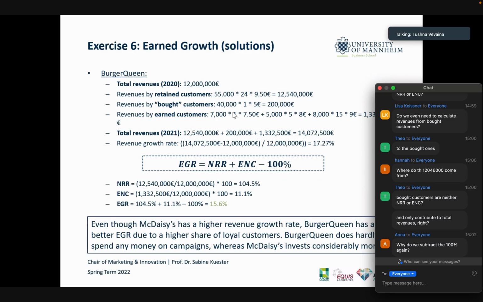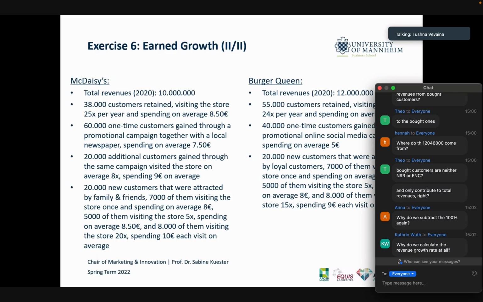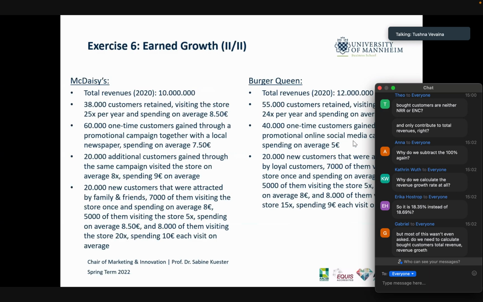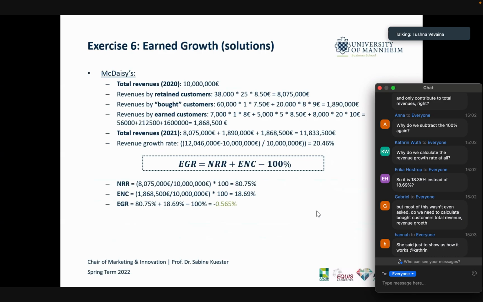Then for Burger Queen, we do the same. Over here, the statements are the same. Retain customers, you find out 55,000 into 24, and they're spending 9.5 on average. You're gaining customers through promotional means, which is your bot customers, 40,000 into 5, and they are one-time customers. Then we have new customers through referrals, out of which 7,000 are coming once, so 7,000 into 1 into 7.5 plus 5,000 into 5 into 8 plus 8,000 into 15 into 9.